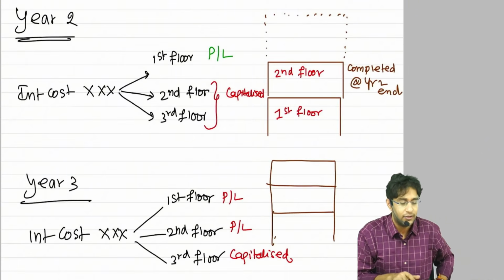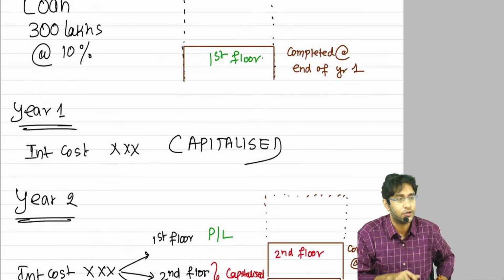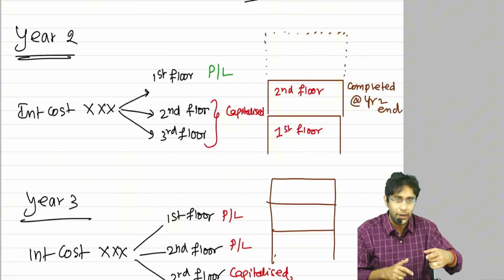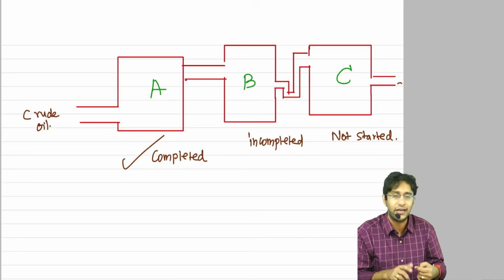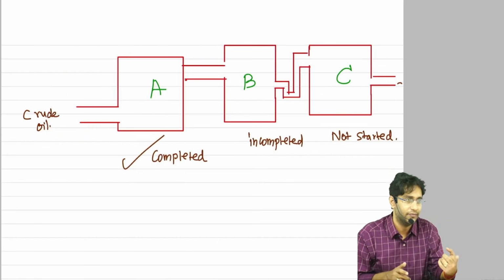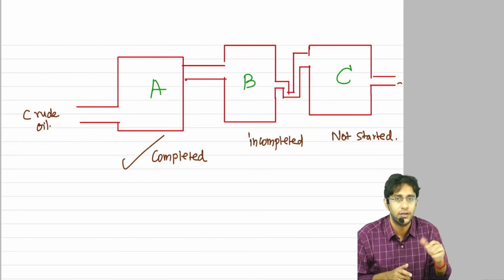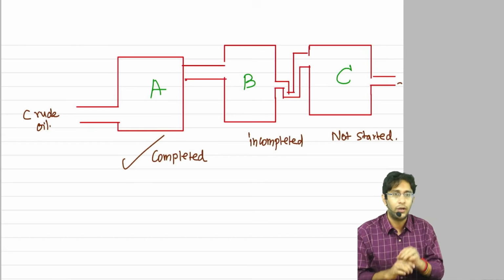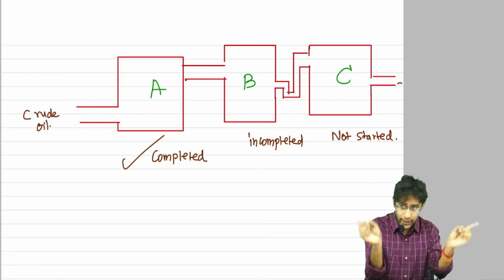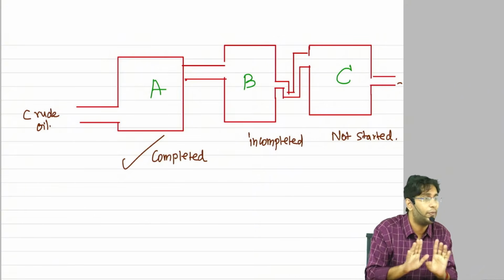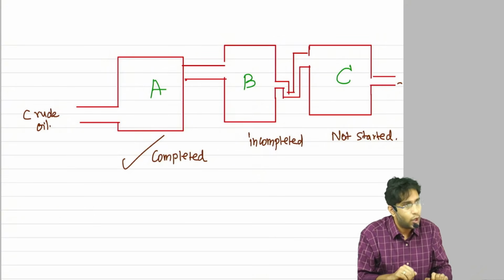Whereas here, the first floor is ready for your intended usage. As it gets completed, you can use it. Here, as it gets completed, you can't use it unless all the 3 are ready. Here, phase-wise cessation is not possible. You can cease borrowing cost capitalization when the entire refinery construction is done, not before that. Are you clear here, sir?